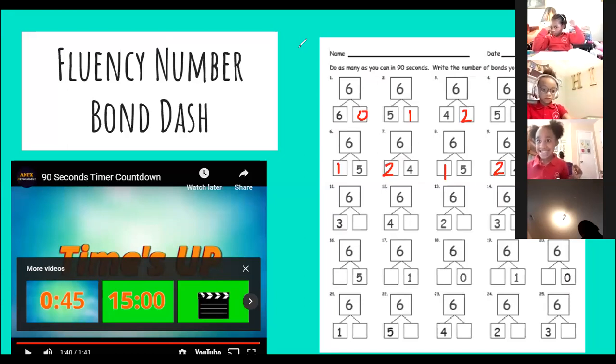So number 11, 6 is my whole and 3 is my part. Storm, what is my other part? Storm, I can't hear you. 3. 3, perfect. Storm, put yourself back on mute. So if you got it right, you need to check mark. If you got it wrong, you need to change it.